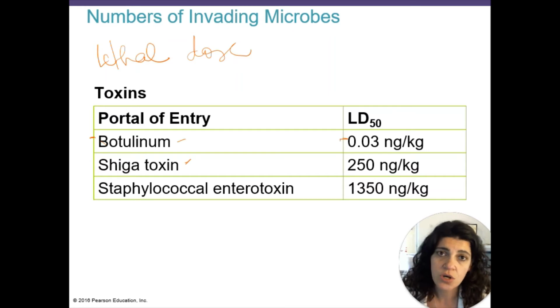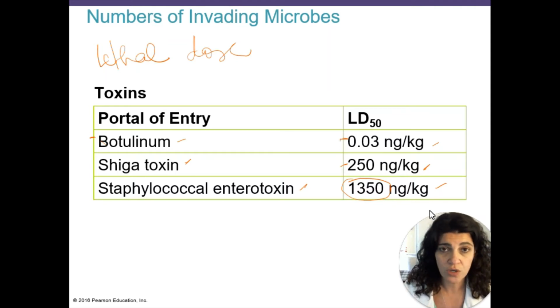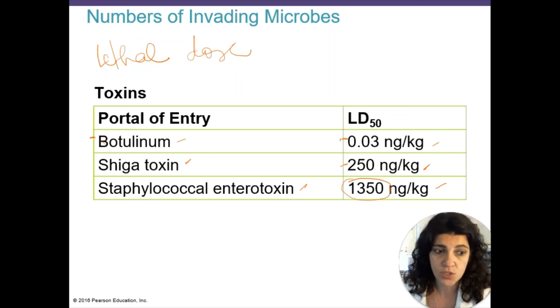Shiga toxin. This is one of the toxins that is produced by Shigella and E. coli and causes diarrhea. 250 nanograms per kilogram. So you see, you need a lot more Shiga toxin than botulinum toxin to make you sick. Super important. Look, you need a lot more staphylococcal enterotoxin to give you diarrhea. But this enterotoxin is very common to cause food intoxication. So even though you need more, it's not that uncommon to see this toxin causing diarrhea in patients.